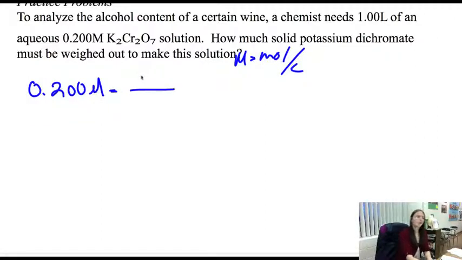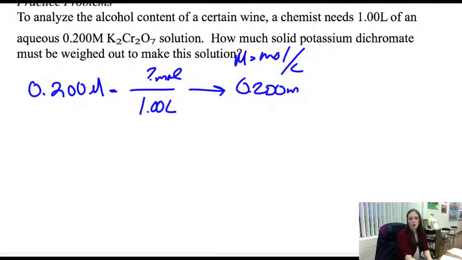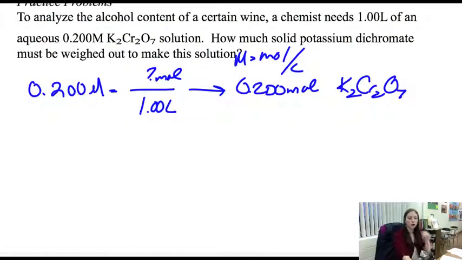I have a 0.2 molar solution that I need to make. I need to know how much I'm going to have to add, so I need to know my moles here. And I have 1 liter, which means when I multiply, I'm going to have 0.2 moles of potassium dichromate. Well, you really want to know how many grams. You don't weigh out moles on a balance. You need to know grams.